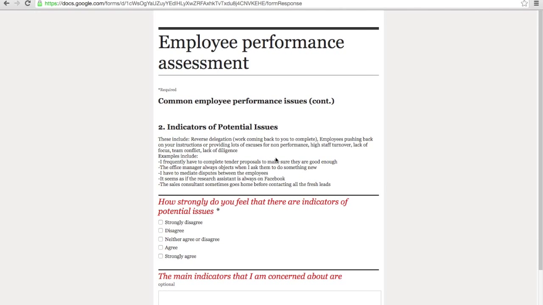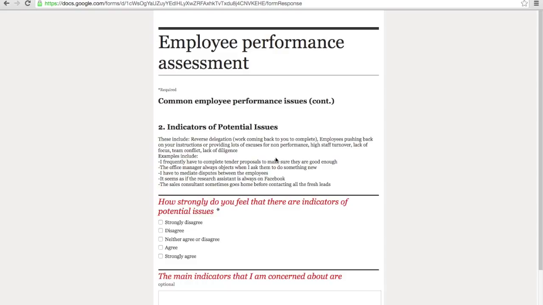This is the second section of the common employee performance issues. These are indicators of potential issues. So they're not direct, obvious concerns, and they might not be causing direct problems right now, but often these are indicators that there may be a problem, or that there could be a problem in the future.